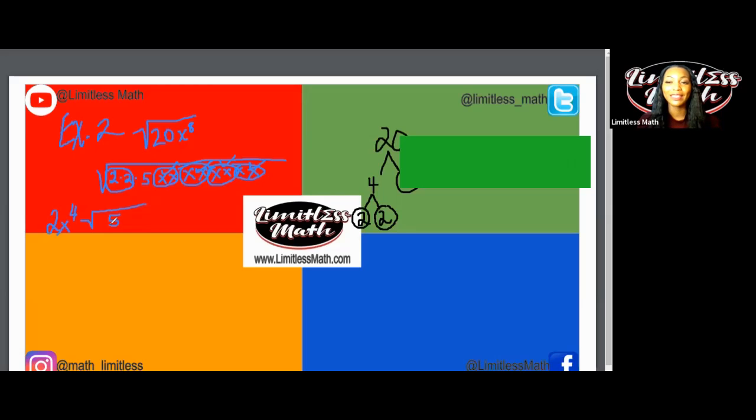Okay, we're going to move on to cube roots now. How do we simplify cube roots using prime factorization?